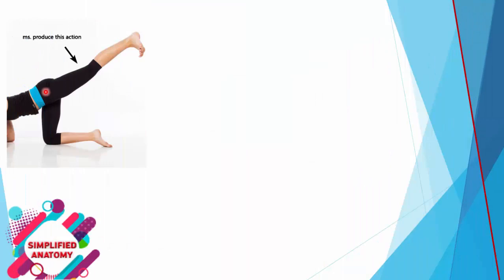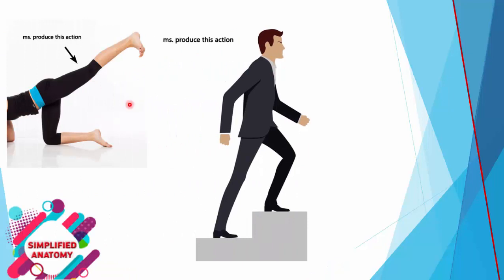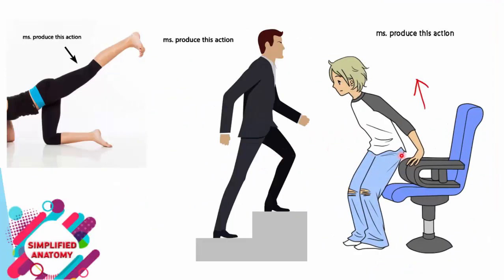What about the muscle that produces this action? There is extension of the hip and extension of the knee. The muscle that produces this action is gluteus maximus. What's the main muscle during walking upstairs? Gluteus maximus. What's the main muscle during standing up from sitting position? It is gluteus maximus.